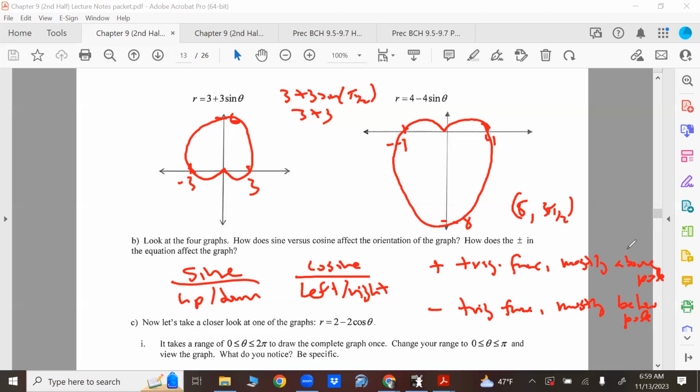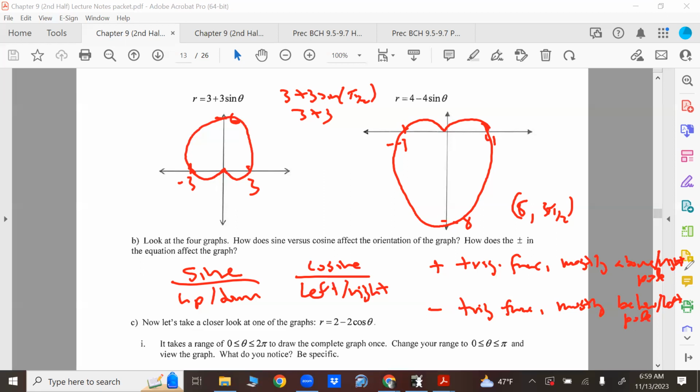And that's true for the sine ones. For the cosine ones, I should have said, mostly below or left, because for cosine graphs, it's about left or right, obviously. So if you have a positive for the cosine, the graph will be mostly to the right. If it's a negative, mostly to the left.